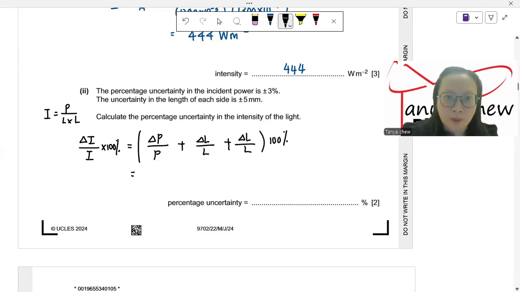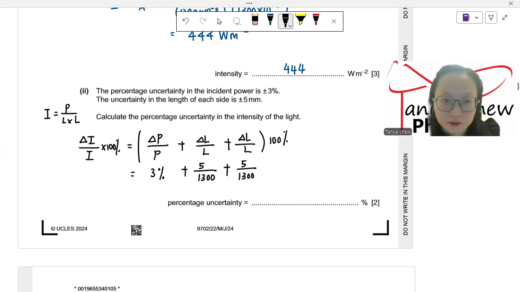What about power? Power is given as 3%. That is very good of them. But the uncertainty in the length is not being given in percentage. That is why you have to do it 5 millimeter over 1,300 millimeter plus 5 millimeter over 1,300 millimeter times with 100%.